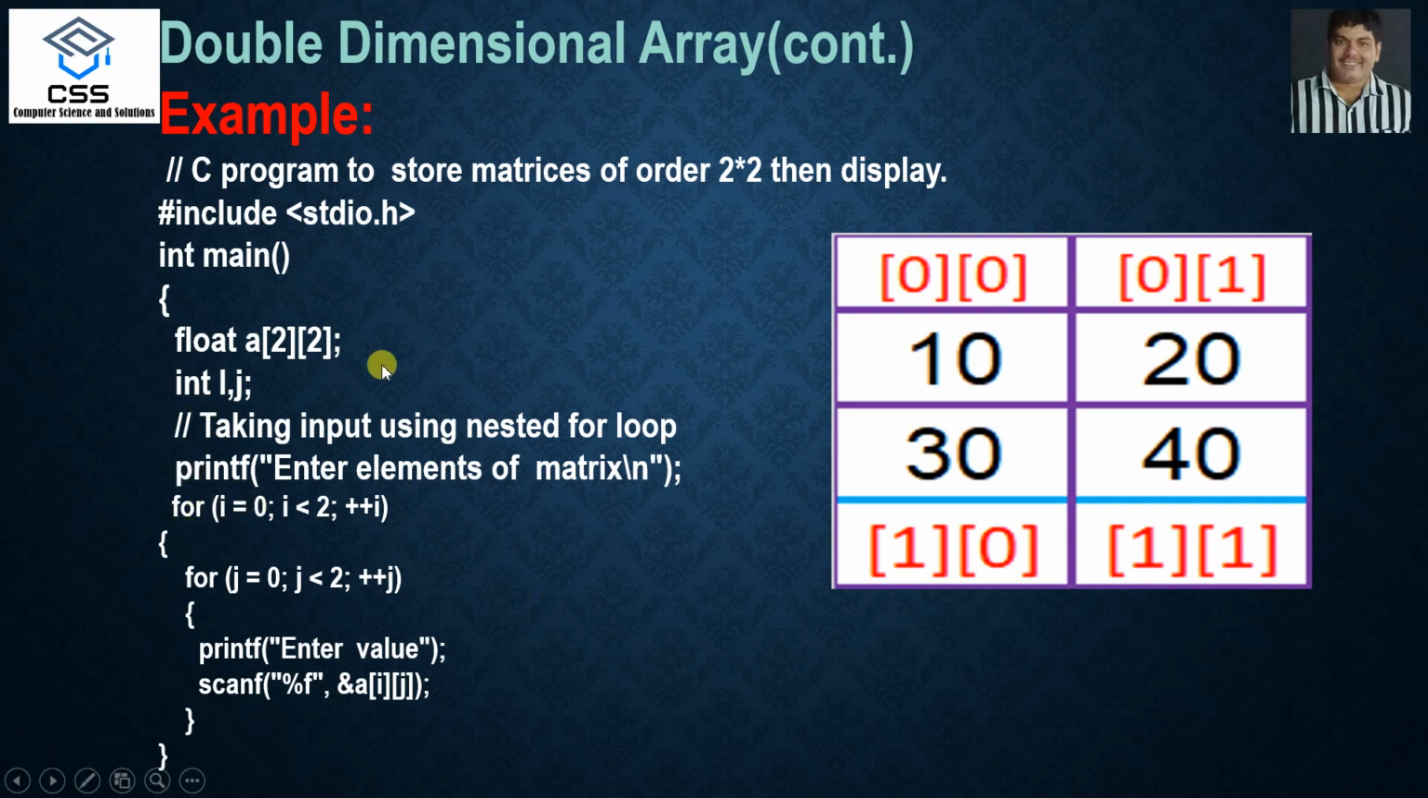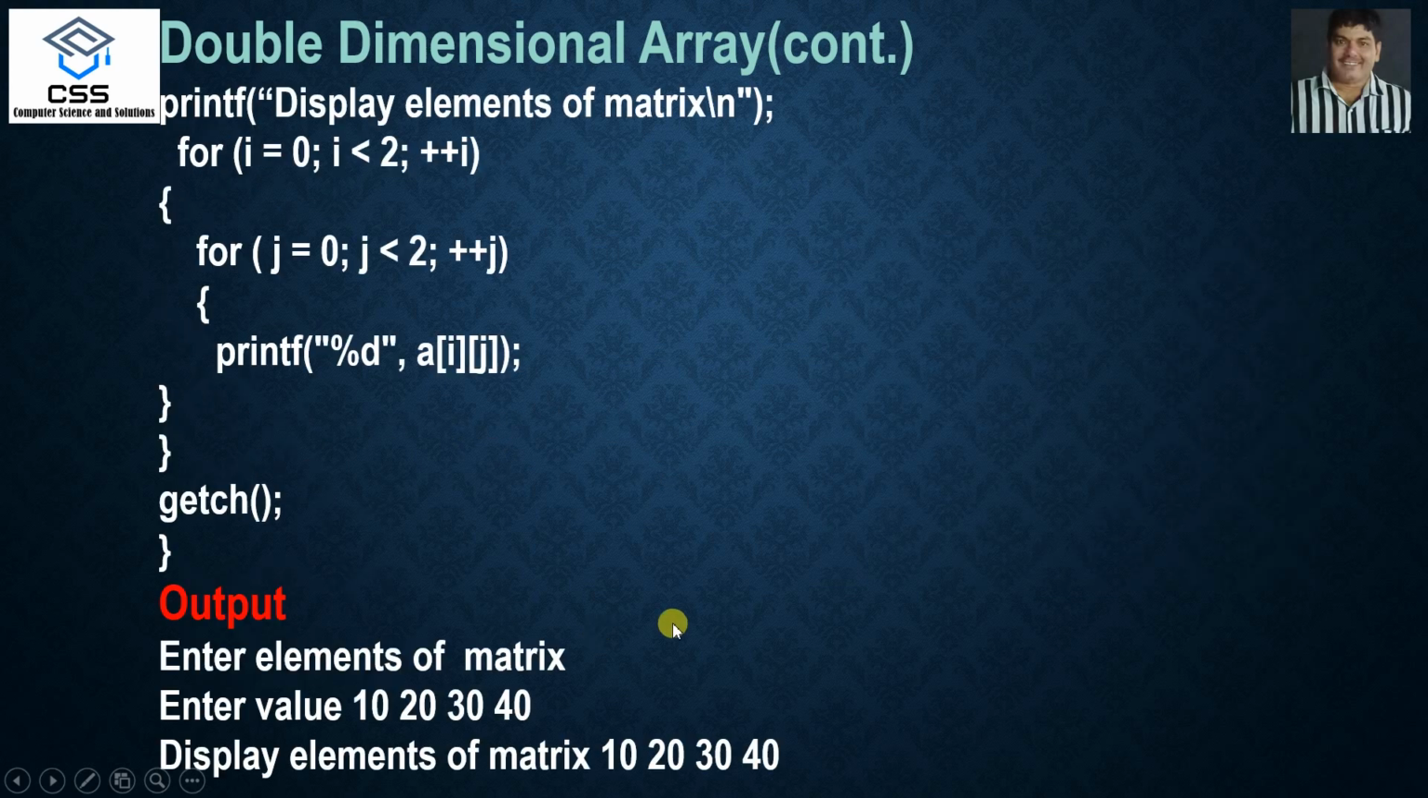If there are 9 elements, 3 by 3, then the first loop will continue 3 times and the second loop will continue 3 times. Why? Because the row is fixed, the column changes accordingly. If we want to display all those elements, the same thing, the loop condition remains the same. i less than 2, j less than 2, first location is 0 0, in the 0 0 location there will be 10.